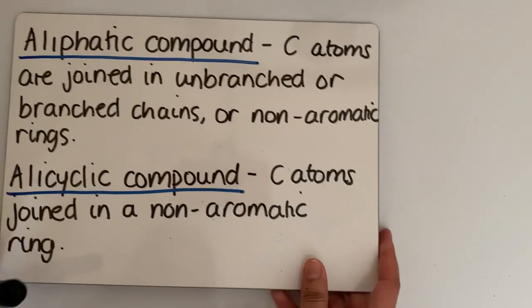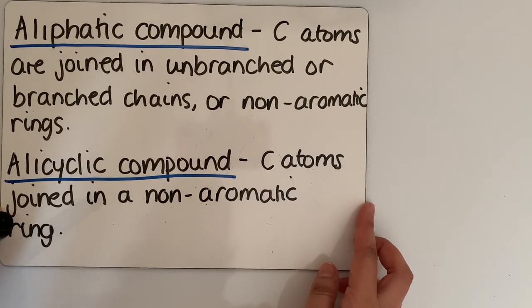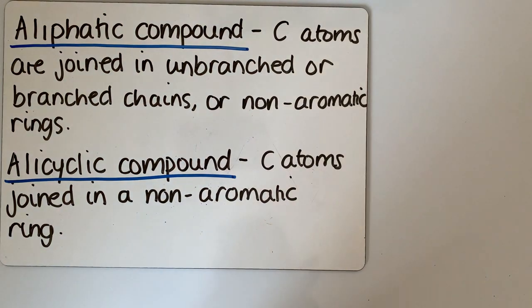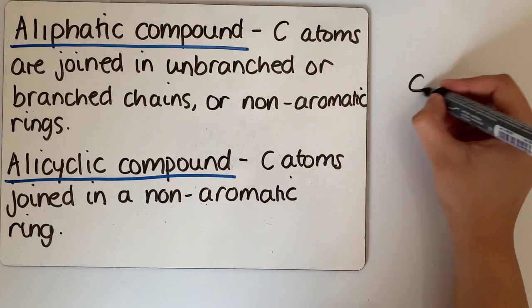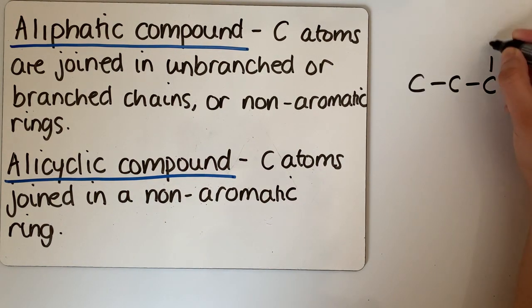So we are going to be looking at quite a few definitions today, and the first set of definitions we're going to look at are these ones here. So the first one is called an aliphatic compound. Now, organic molecules can be split up into an aliphatic compound, and later on we're going to look at an aromatic compound. So firstly, an aliphatic compound is a compound where the carbon atoms are joined in unbranched or branched chains or non-aromatic rings.